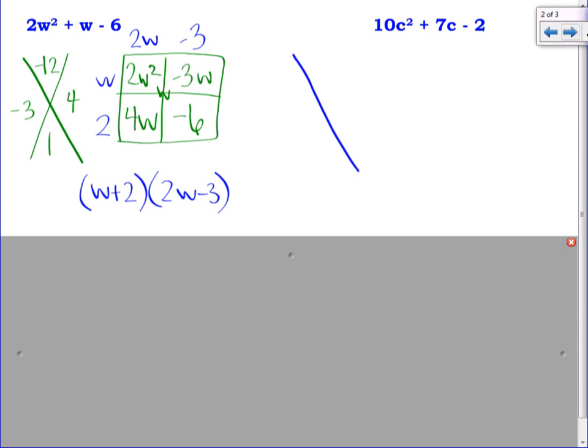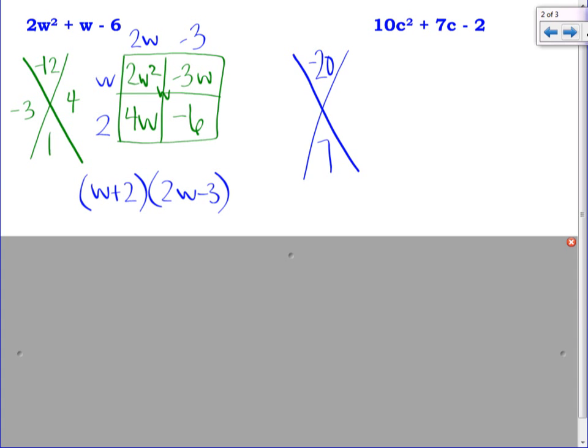Okay, this one. 20, -20 and 7. 5 and, no. 2 and, no. 8 is 20. 10 and, no. Should be right back in there. Okay, 5 and 4. Negative, no.